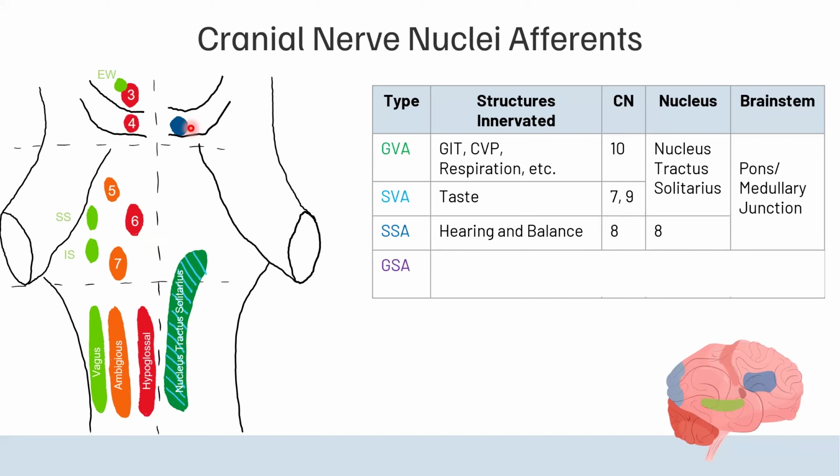Perfect. Okay. Lastly, we have our general somatic afferents. So somatic means I'm talking about somatic muscles, and general means it's not something that is from the pharyngeal arches, and this is afferent, so it is sensory. What is sensory from somatic muscles? The tongue.